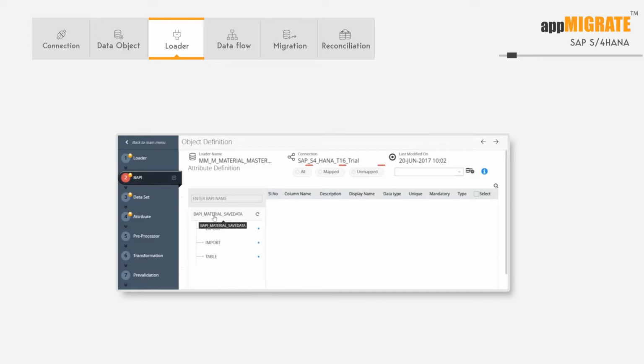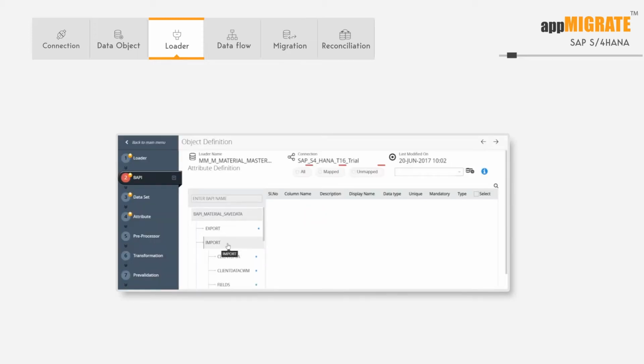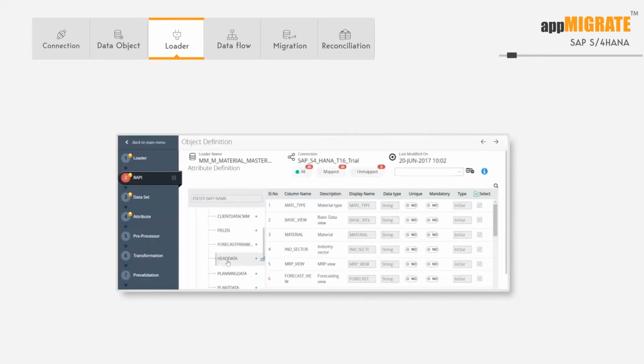Next, we define the BAPI to load the material master data into SAP S4 HANA. All the structures, export or import, are shown here. We are seeing the columns of the head data structure. On the right, we can see the column names for the head data structure, its data type, and whether it is unique or not. All that information is defined here.